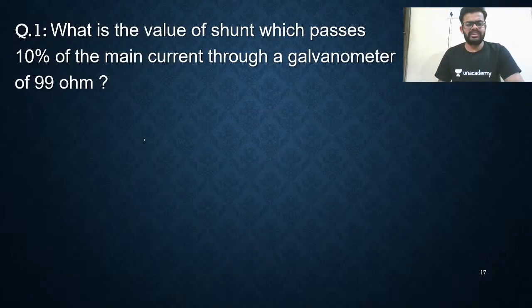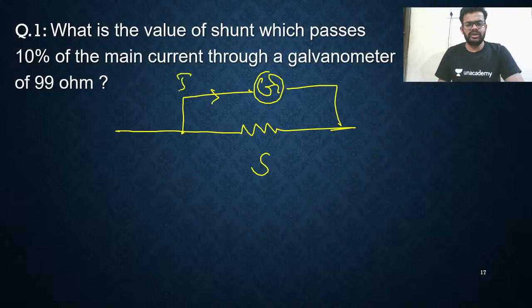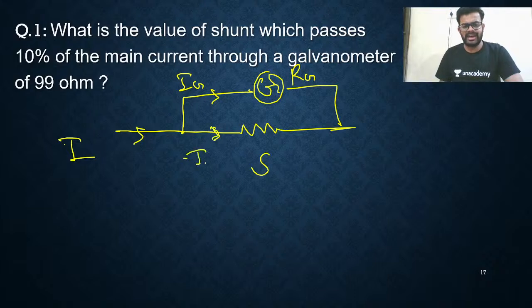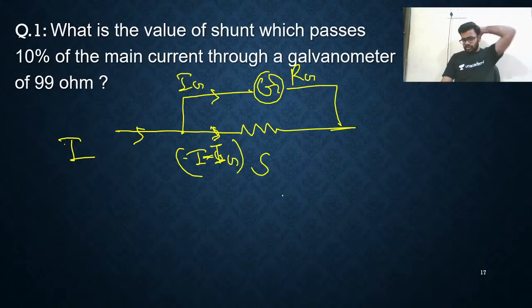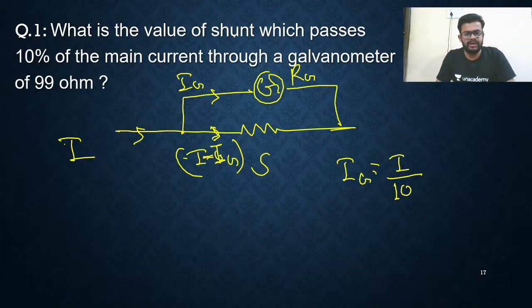Now it is given in the question: this is the shunt and this is the galvanometer. Let's say the current going through the galvanometer is Ig and its resistance is Rg. The current going through the shunt will be I minus Ig, where the total current is I. It is given that Ig is 10% of the main current, meaning Ig is I by 10.